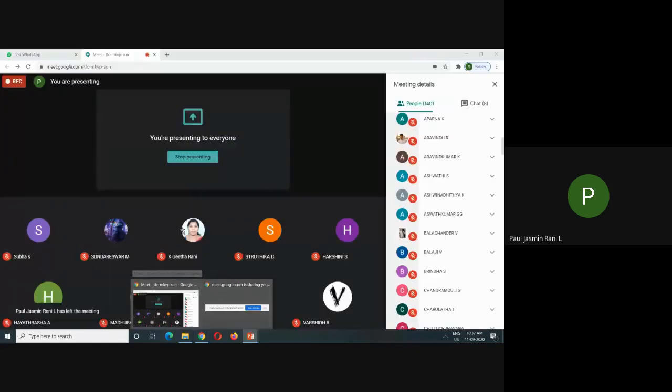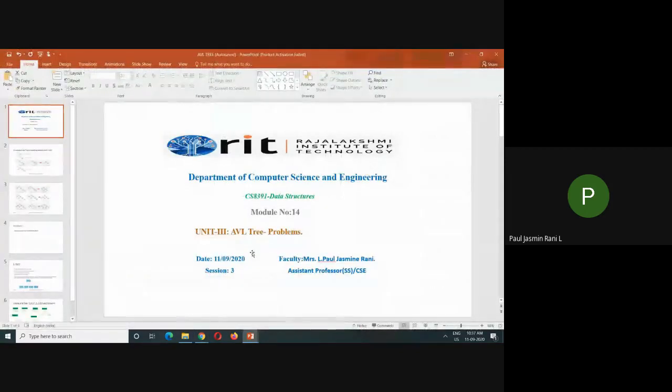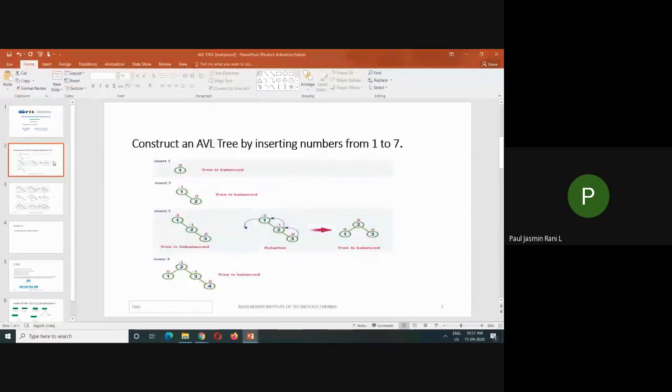So let's see how we can do problems in AVL trees. We are going to discuss in today's session how you can solve AVL tree problems. Suppose you want to construct an AVL tree. What are the steps you have to see?